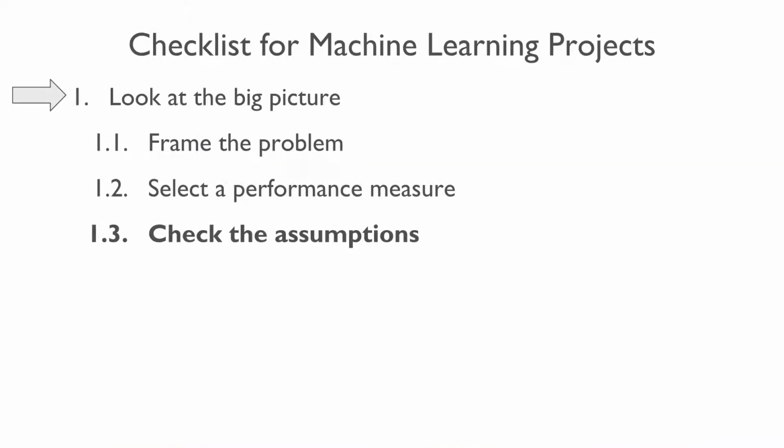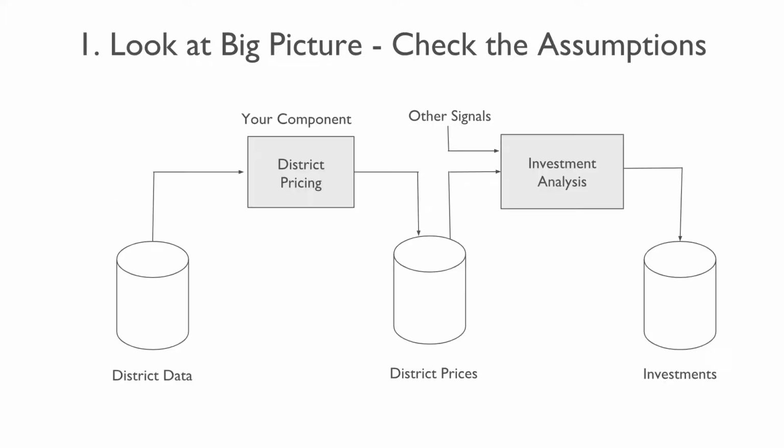The third task in looking at the big picture is to verify the assumptions that were made so far. This helps in catching serious issues early on. Till now, we have learned that the housing prices predicted by the model will be fed to the investment analysis system. Based on the predicted housing prices and other signals, the system will determine if it is worth investing in a given area or not.